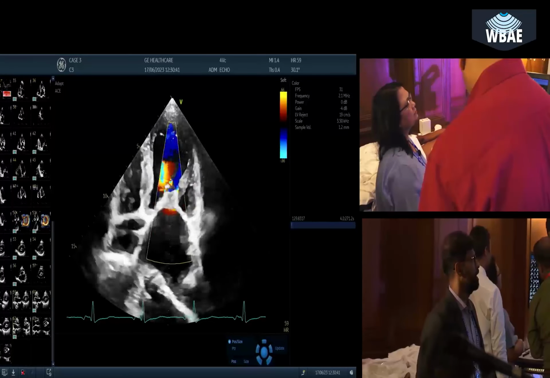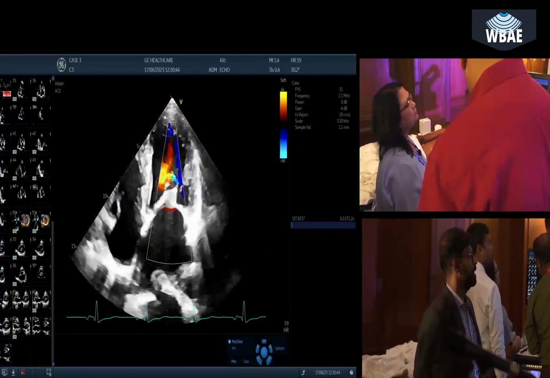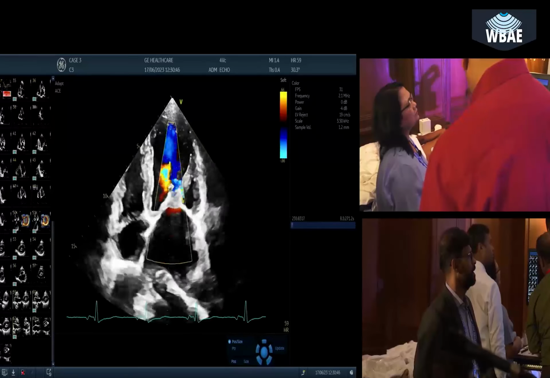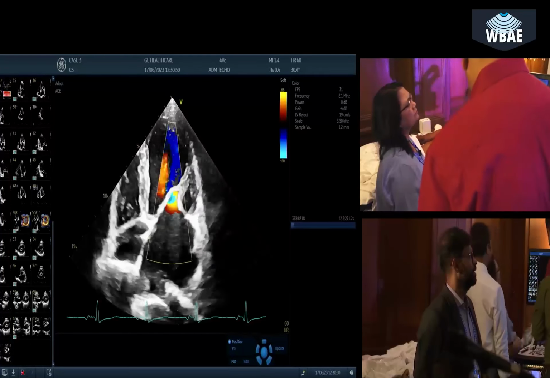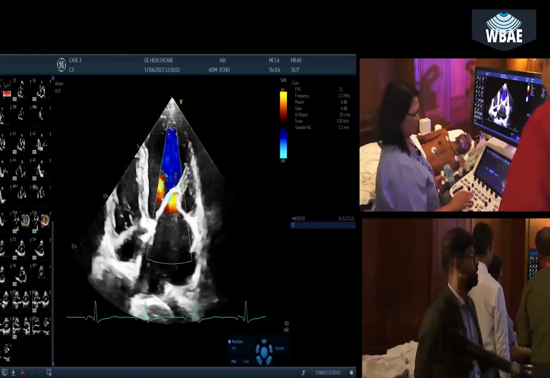And of course, she's trying to look for the mitral. There is a trace of mitral regurgitation. Ideally we should have quantified it. We don't have time actually. We will probably try to cover it in the rest of the meeting.